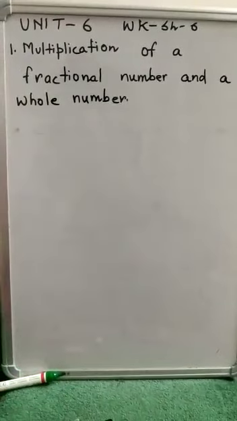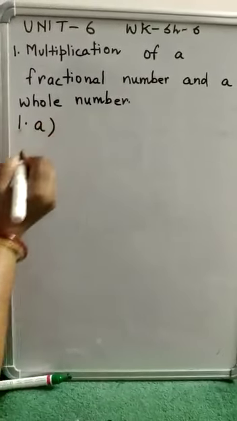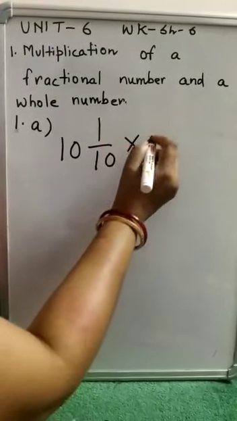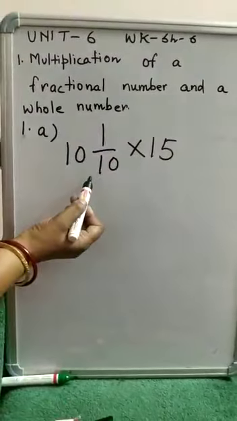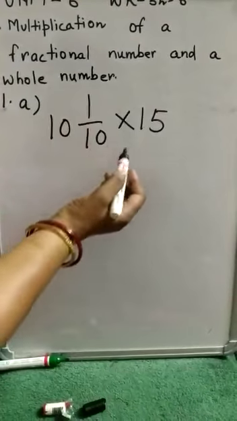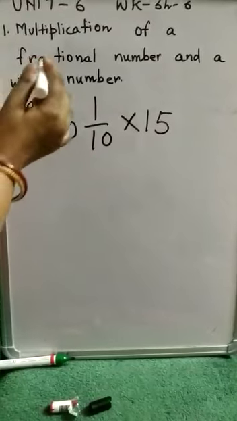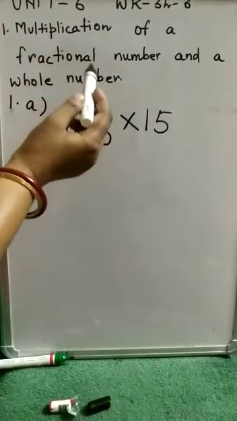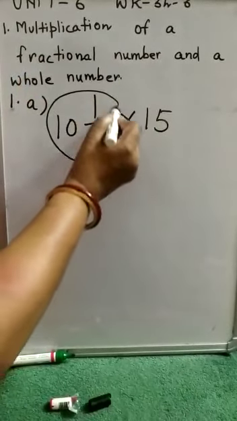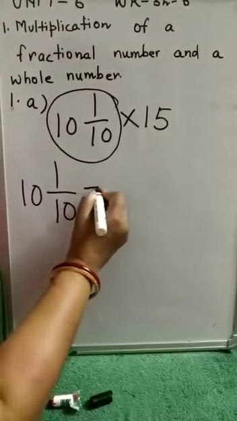Now let us come to question number 1 of worksheet 6A. The question is 10, 1 by 10 into 50. All of you see. This is a mixed number, not a whole number. A mixed number is a combination of a whole number and a proper fraction, multiplied by the whole number. Here, what we have to do is the multiplication of a fractional number and a whole number. So we have to convert this mixed number into a fractional number. So let us firstly convert this mixed number into the fractional number.